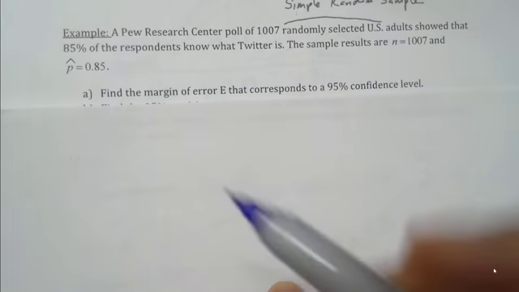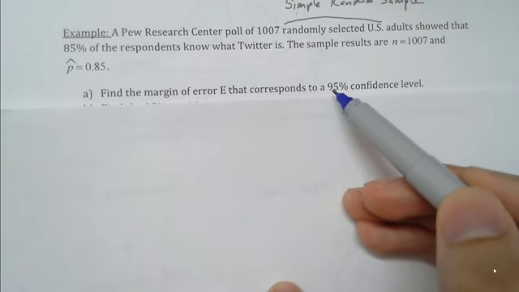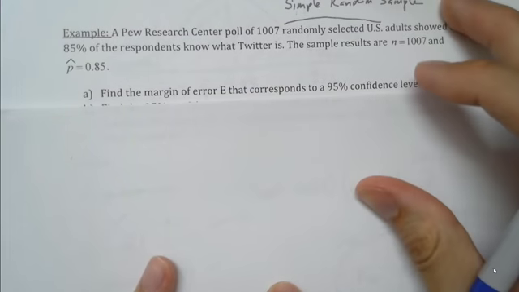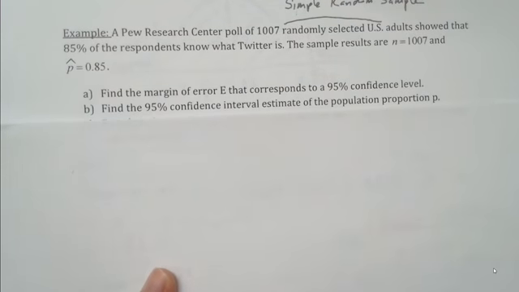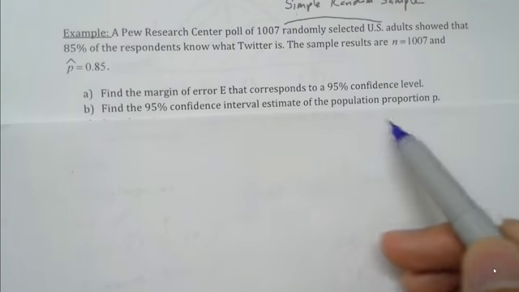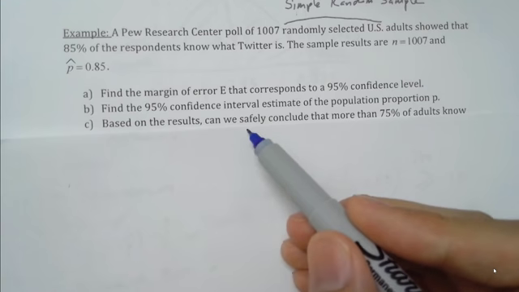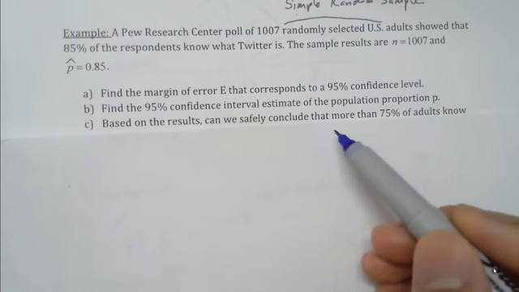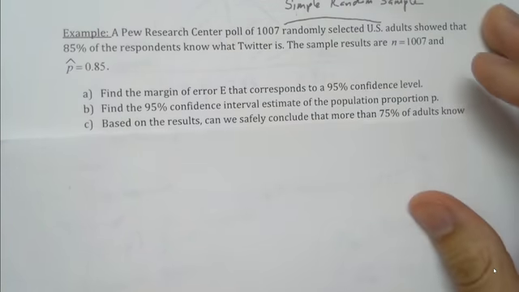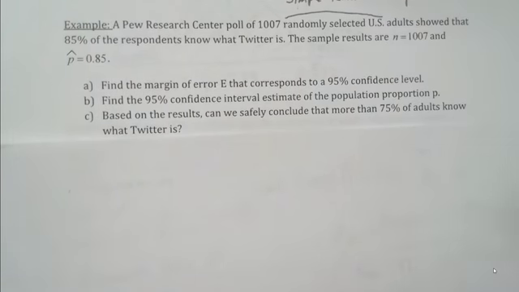First question, find the margin of error E that corresponds to the 95% confidence level. And then find the 95% confidence interval estimate of the population proportion P. And then based on the results, can we safely conclude that more than 75% of adults know what Twitter is? Okay, so let's do it step by step.